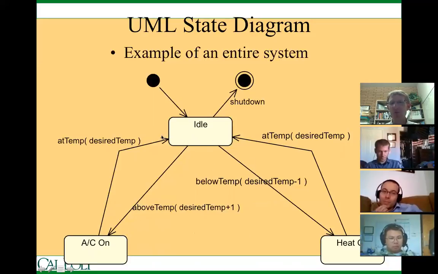But this is a great way of modeling an entire system. These are the operations that cause you to go, so if you go above a certain temperature, then the air conditioner turns on. Then when you're at the desired temperature, it turns back off. When you go below a certain temperature, the heater comes on. When you get at the certain temperature, it goes back off. So it's an example of a state diagram.